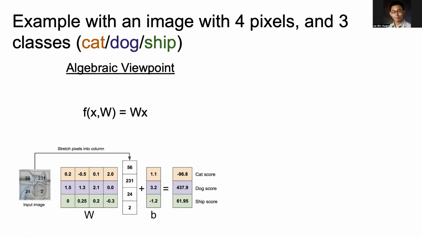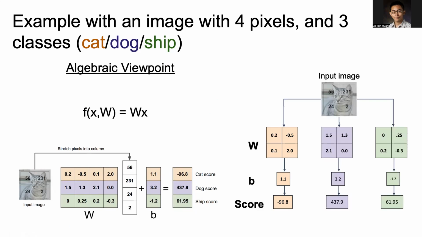This is one way to look at the linear classifier. Basically, you have some input, and then you do the dot product between this and the weights, plus a bias. You get a score. This is how you compute the method. But you could also think about different viewpoints.